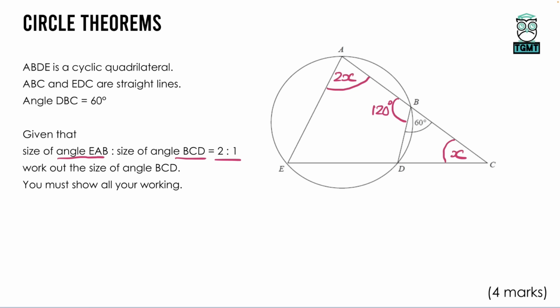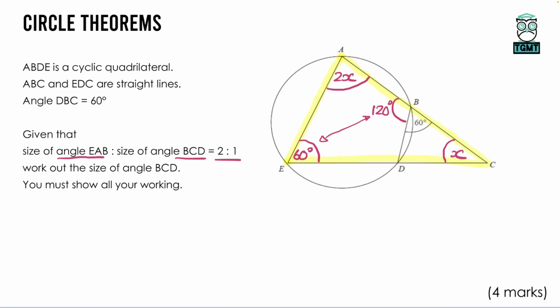Now let's see if there are any other angles that we can find. So straight away, opposite this 120, opposite angles in a cyclic quadrilateral add up to 180, so that would be 60 degrees. Now I've got to figure out where to go from here. So we have a large triangle. If we have a look, I'll highlight this large triangle here. And we know angles in a triangle add up to 180 degrees.